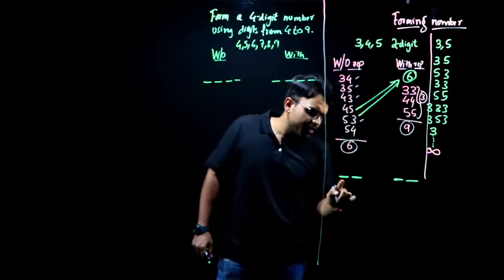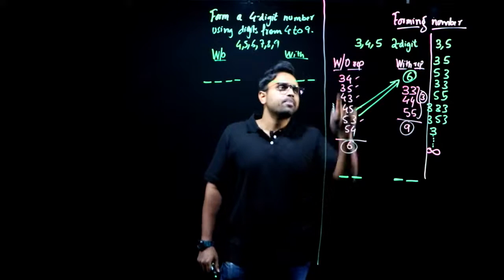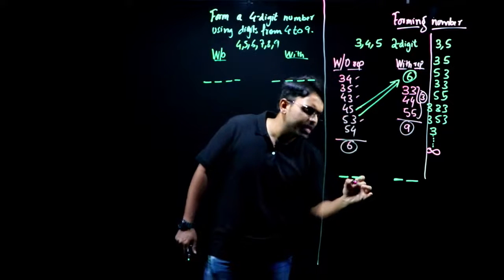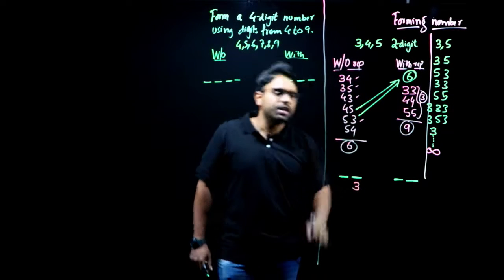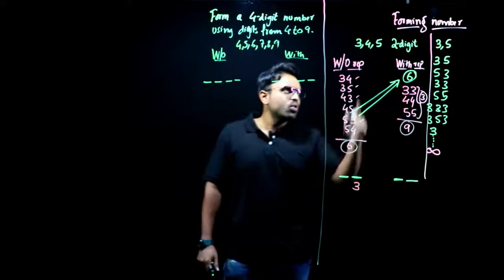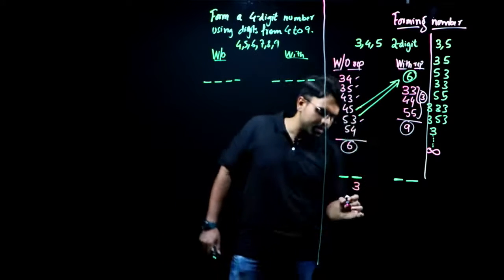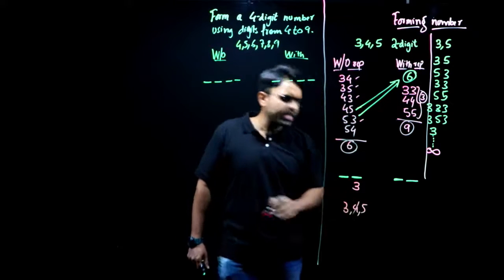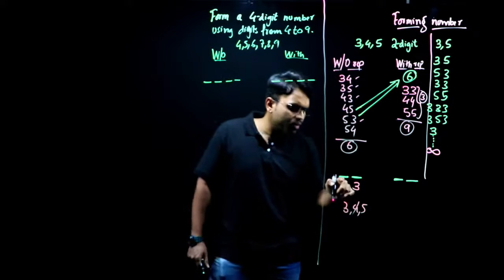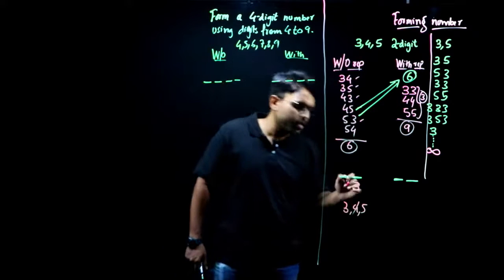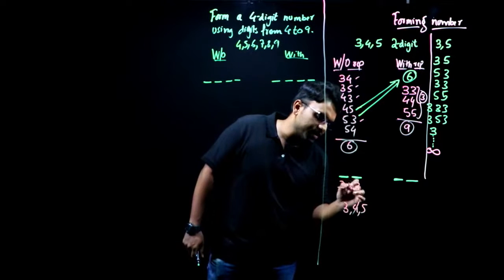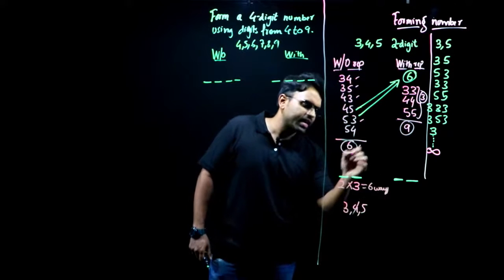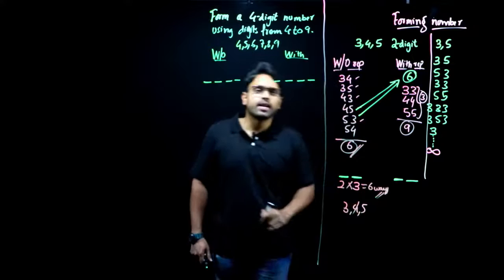In how many different ways can you fill this unit's place? It can either be 3, 4 or 5. You can fill it in 3 different ways. Now, you have used one number among these 3, 4 and 5. Let's say you used up 4. In how many different ways can you fill the tens place here? You can fill it in 2 different ways. 3 into 2, 6 ways, which is exactly what we have got here.